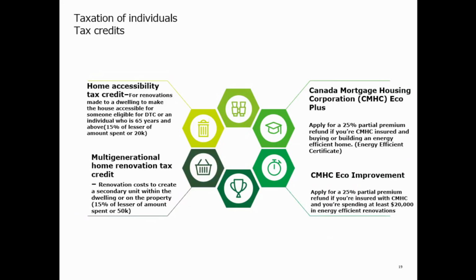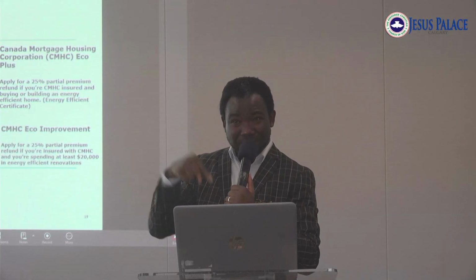The other one I would like to talk about is especially for people that have just bought their house. Now, Canada Mortgage Housing Corporation Eco Plus. It's something that we can take advantage of. For most of us that were just buying our house, we drop about 5%. So if we are dropping less than 20% down payment, we are paying mortgage default insurance, right? So if we pay the mortgage default insurance to Canada Mortgage Housing Corporation, CMHC, which is the organization where most of us will pay the insurance to, 25% of whatever we have paid can be claimed back.